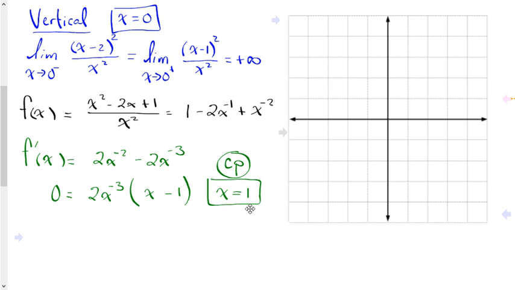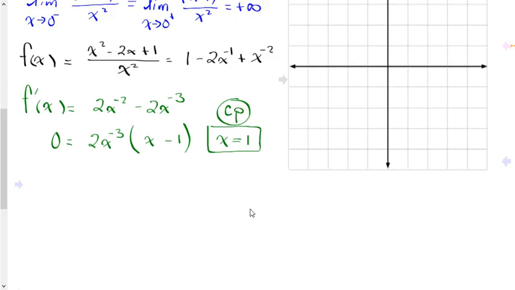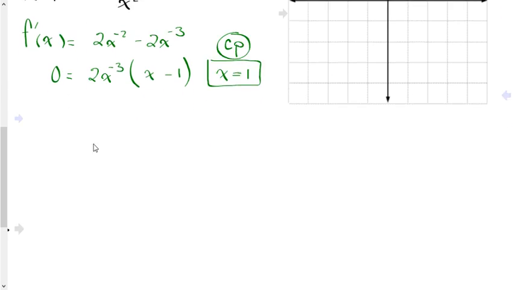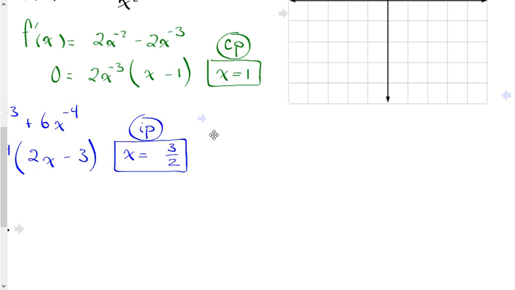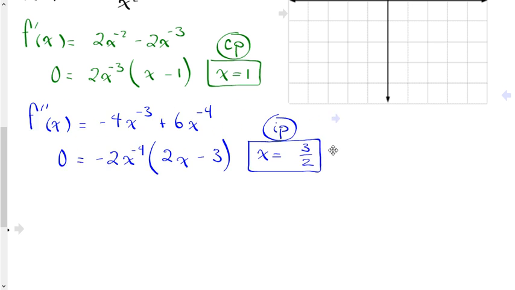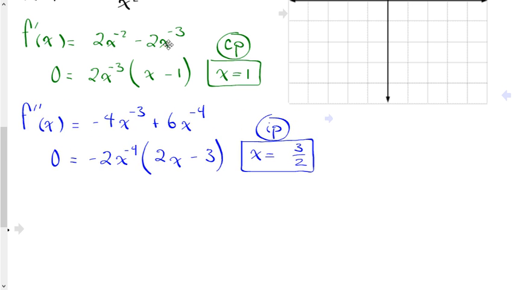On to inflection points. So I look at the second derivative here. And since I have the first derivative, I take the second derivative. This time I can factor out a common factor of negative 2x to the negative 4th, leaving me 2x minus 3 in the brackets. When is that equal to 0? Only when this 2x minus 3 is equal to 0. So I have one inflection point as well.